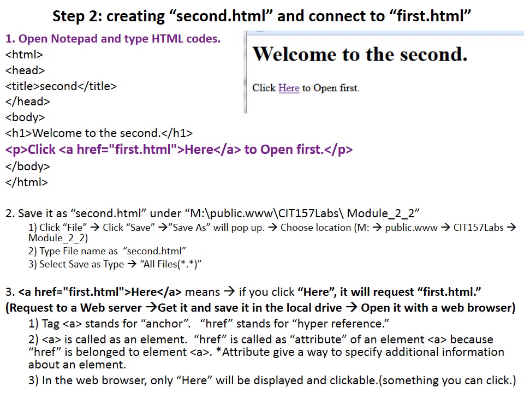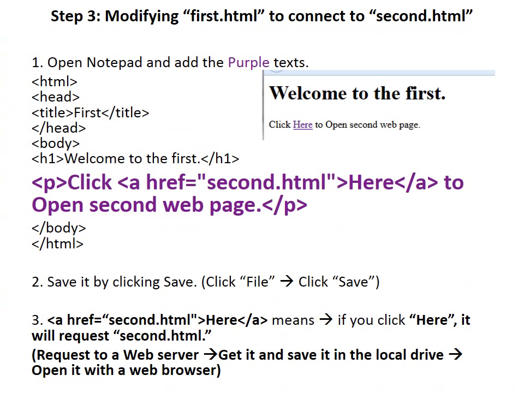Looking at the image for the result. In the web browser, you can only see HERE in blue color with an underline. This means it is clickable, something you can click. In HTML, something inside the element will be displayed. Modify first.html to connect to second.html with the anchor element and href attribute.